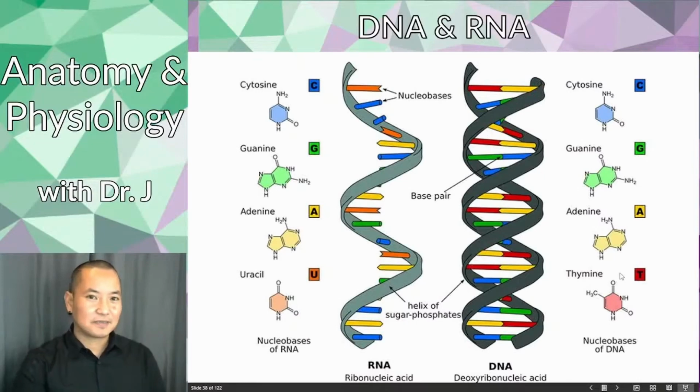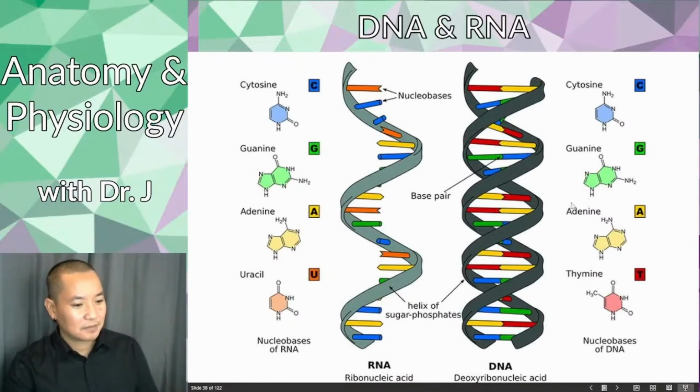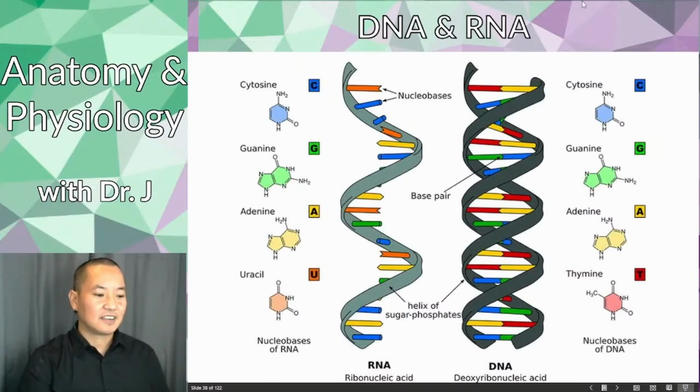So this is why you might have heard the term double helix, because compared to RNA, which only has one backbone, notice that DNA has two backbones twisted together. So that spiral shape is what you call a helix, so that's why they say DNA has a double helix shape.